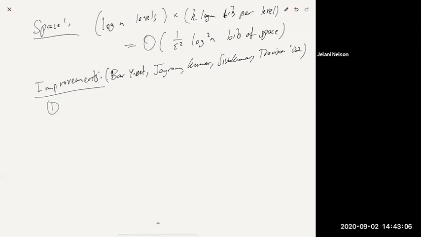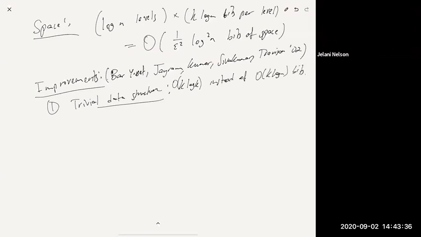So the first idea is this trivial data structure that remembers the first k elements it sees. It's using k log n bits. You can actually get away with k log k bits. So for the trivial data structure, you can do k log k bits instead of k log n bits.